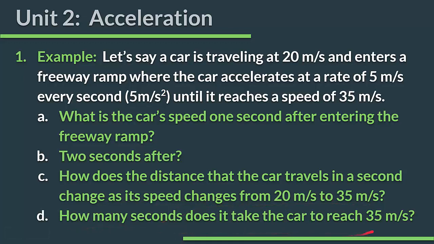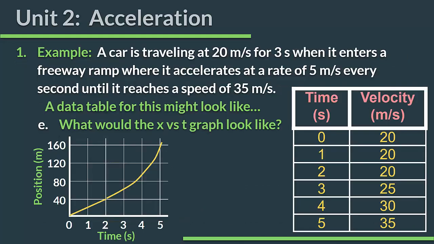How many seconds does it take the car to reach 35 meters per second? In the data table we made a second ago, we saw that that takes 3 seconds. So here's a similar scenario. I've just added some other data, but it says a car is traveling 20 meters per second for 3 seconds when it enters a freeway ramp where it accelerates at a rate of 5 meters per second every second until it reaches a speed of 35 meters per second.